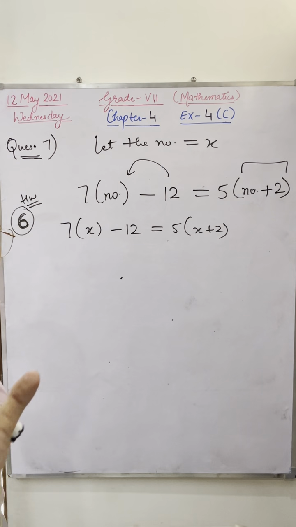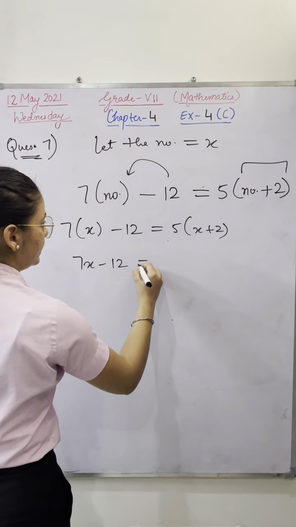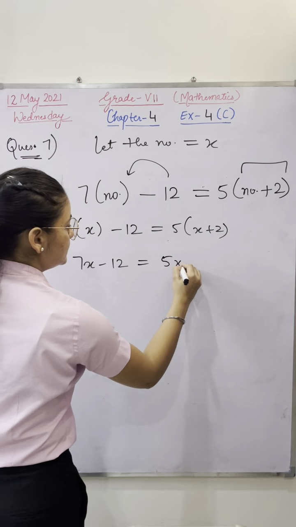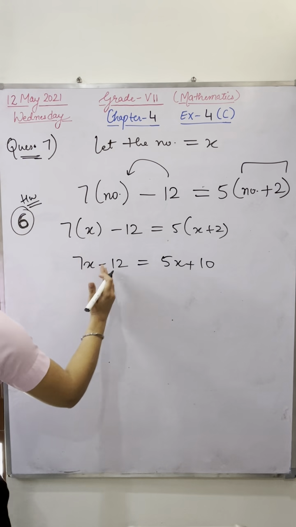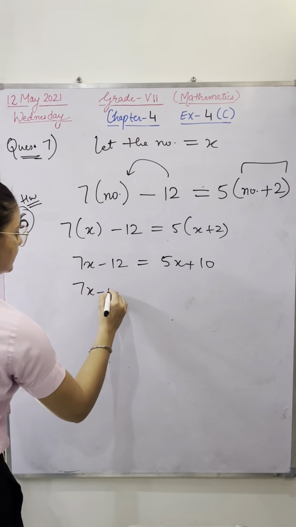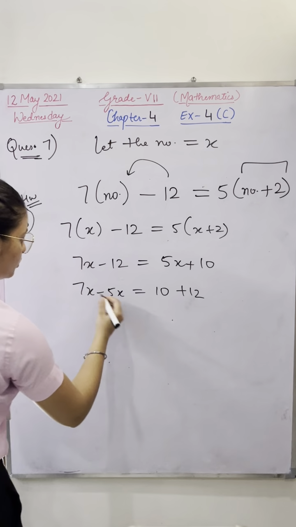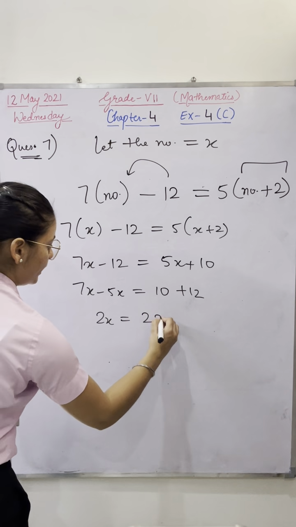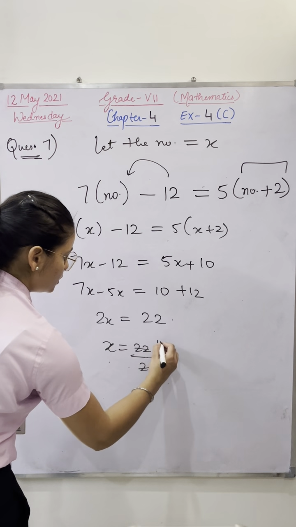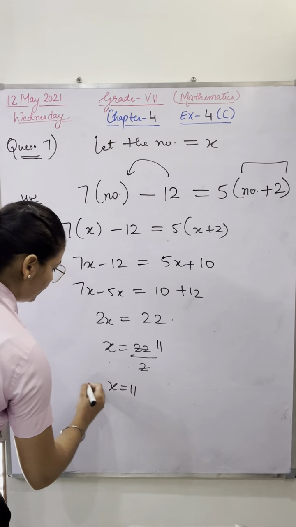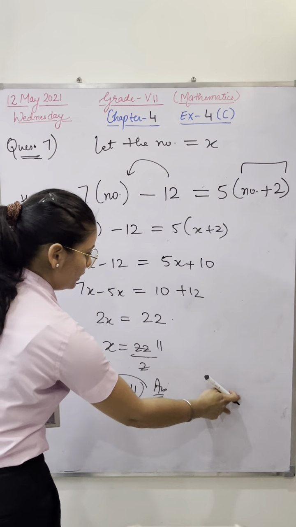After that, you have to shift the values here and there. 5 into x, 5x. 5 2s are 10. Now shift the variables here and the constants here. 7x minus 5x is equal to 10 plus 12, so 2x is equal to 22. x is equal to 22 divided by 2, that will be x equal to 11. Therefore, the value of x is equal to 11.